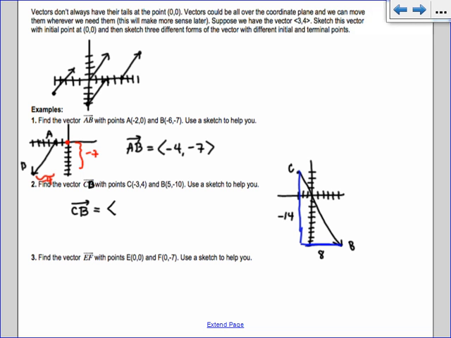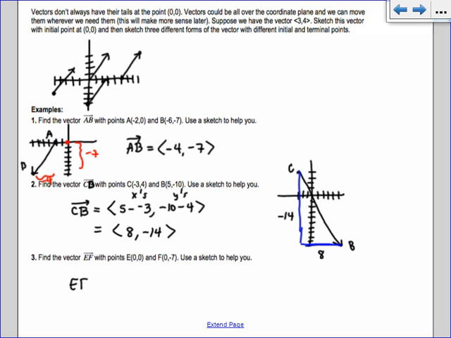Okay, so what we're doing here is we're taking the second point and we're subtracting out the first point. That's opposite of slope, so don't think y's minus y's first and then x's, right? It's still x's and then y's. Okay, so I have my head minus my tail.